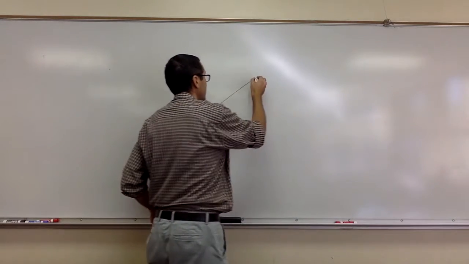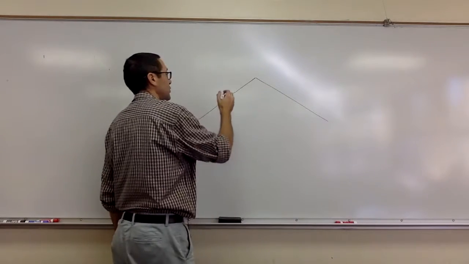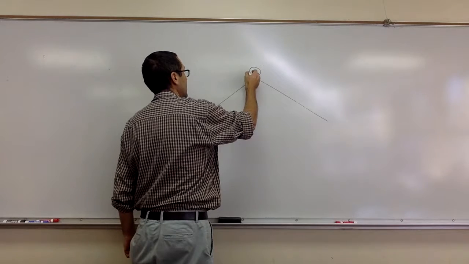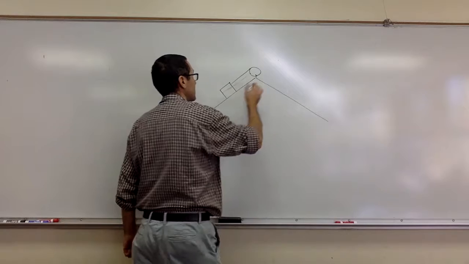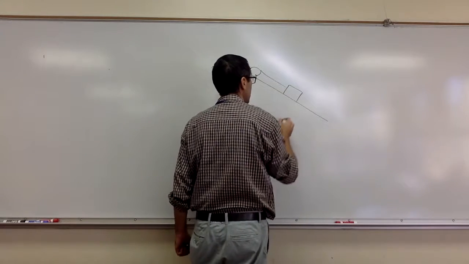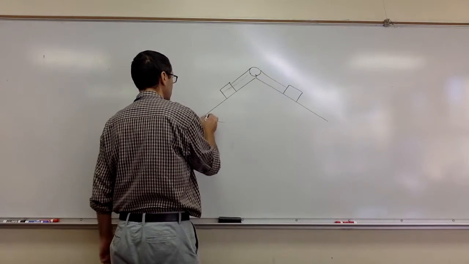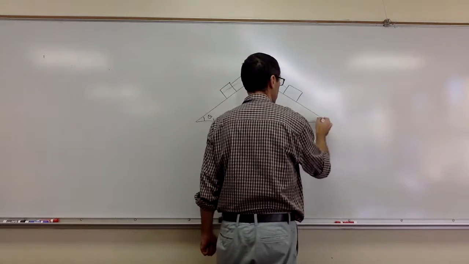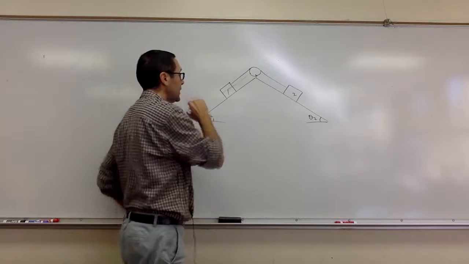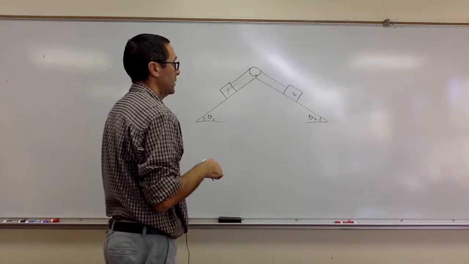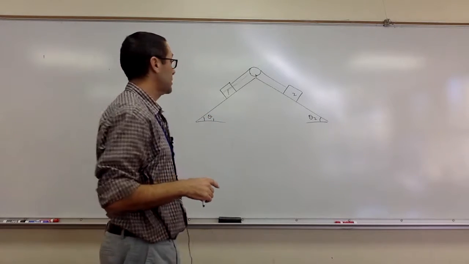If you have a pulley here, and you have two objects on two ramps, so you have two inclines, and you have two angles here. You have theta 1 here, and let's just say theta 2 here. So this is object 2, and this is object 1. And you want to figure out which way this whole system will spin.